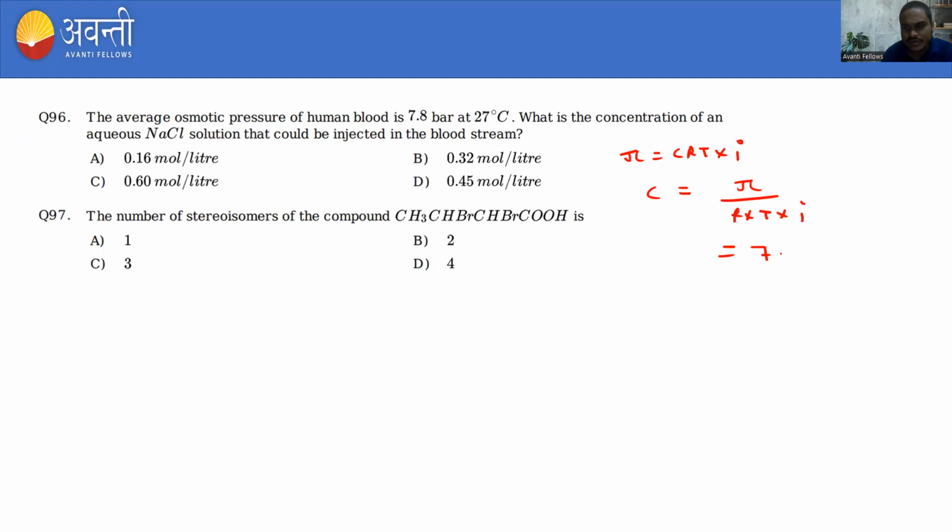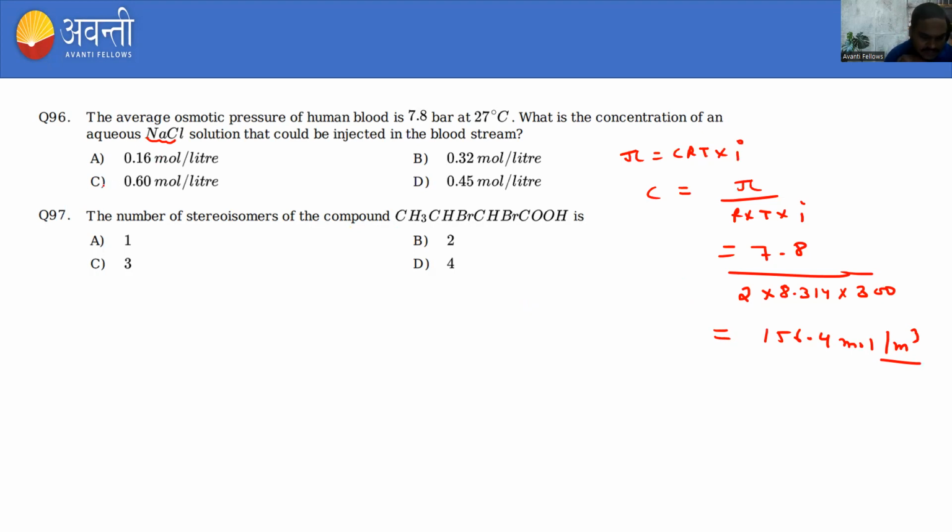So here we have pi equal to 7.8. We have i equal to 2 in this case because of NaCl. NaCl has 1 mole of Na and 1 mole of Cl, so we can say NaCl has i equal to 2. R has the value 8.314. And the temperature is 273 plus 27, that is 300 Kelvin. So on solving, you'll get around 156.4 mole per meter cube. In a liter, the value comes out to be around 0.16 mole per liter, right?